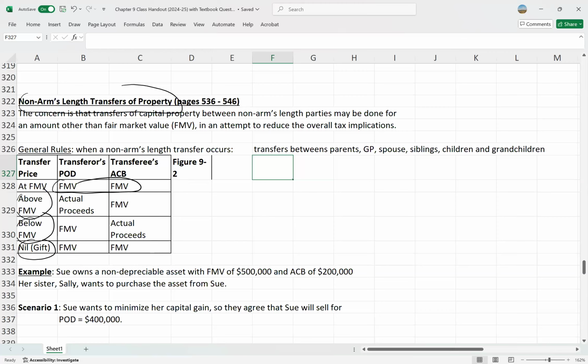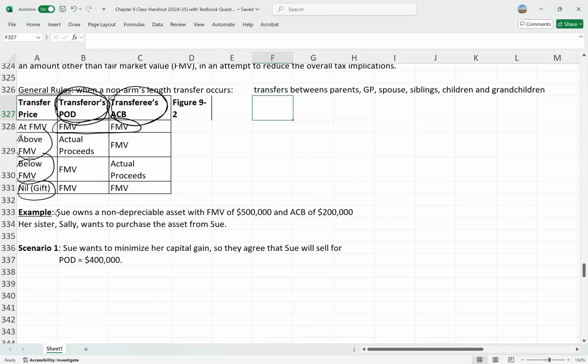And so this chart basically tells us, if the transfer is not at fair market value and it's between non-arm's length parties, what is going to be the proceeds for the person giving up the property, the transferor, and what's going to be the cost for the person receiving the property, the transferee. So let's go through this example together. Sue owns a non-depreciable asset, so it could be land, for example, or some investments. The fair market value is $500,000, and the adjusted cost base is $200,000.